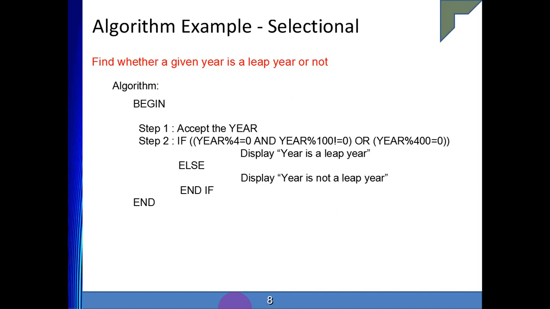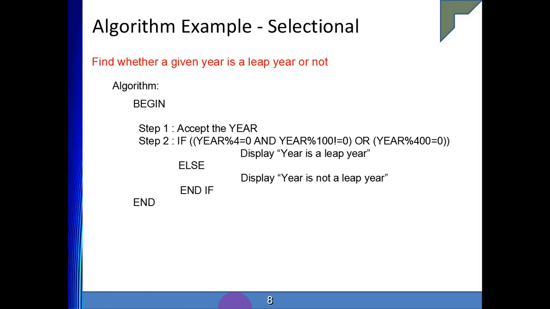In order to be a leap year, if you divide it by 4, the remainder should be 0. Or if you divide by 100, the remainder should be 0. Or otherwise, if it is divisible by 400, that means there is no remainder, then also it is a leap year. So you are selecting it. So here, if the year is, say, 2000.